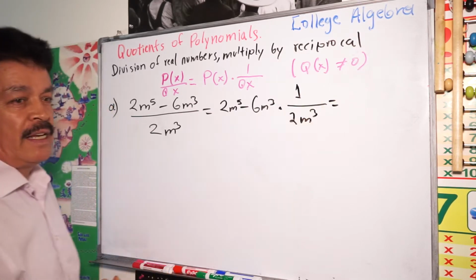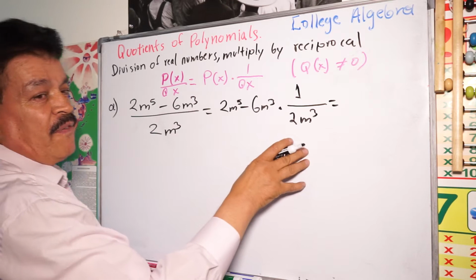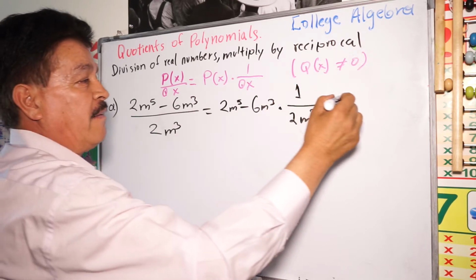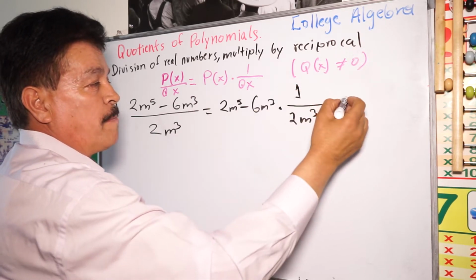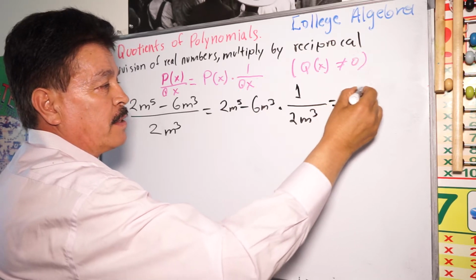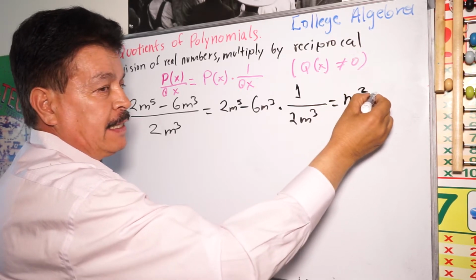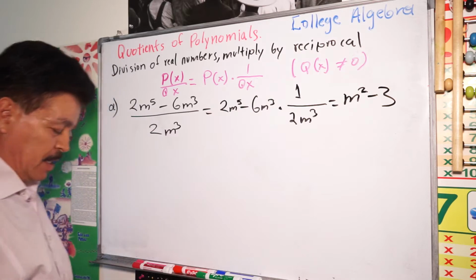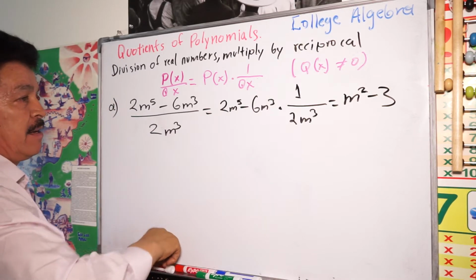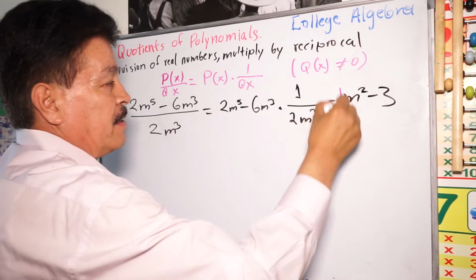If you simplify all the steps, this is going to equal m to the second power minus 3. See, that's the answer in this problem here.